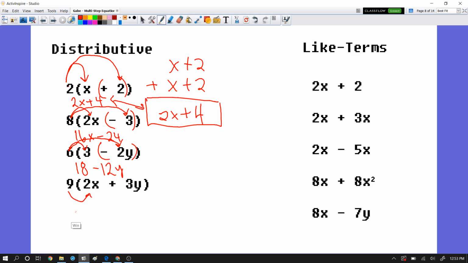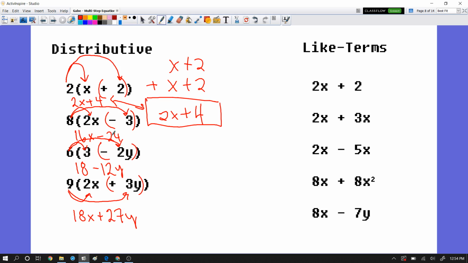9 times 2x, 18x. 9 times positive 3y, 27y. So you can see 2x plus 4, those are not like terms. This 2 has an x behind it. I can't put it together. If this 4 had an x behind it, I could put it together and get 6x. I can't do it. 16x minus 24.